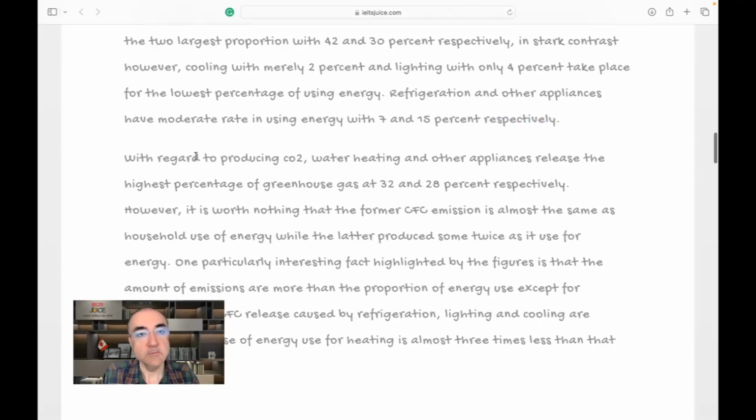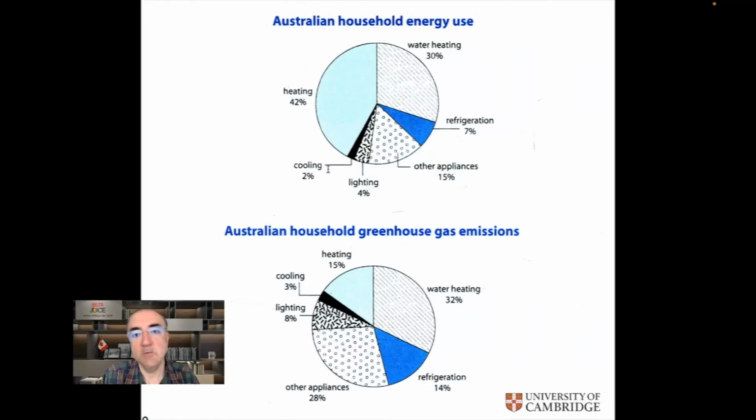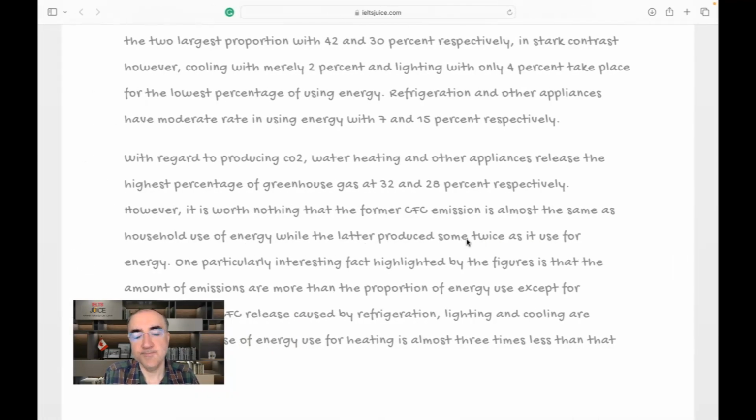With regard, I like that, to producing CO2, there is no mention of CO2. Let me make sure. We have greenhouse gas emissions. It's not limited to CO2. CO is also one. CH4 is another one.